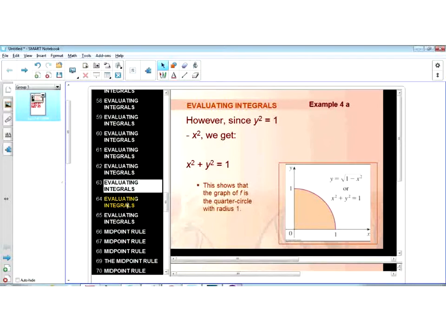Okay, so there's your quarter circle for part A. And it's just 1/4 the area of a unit circle.